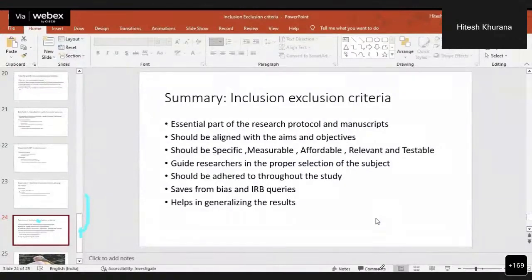And IRB, institutional review boards, won't be asking us, and again, because it will help us in generalizing our results. This is the end of my presentation.